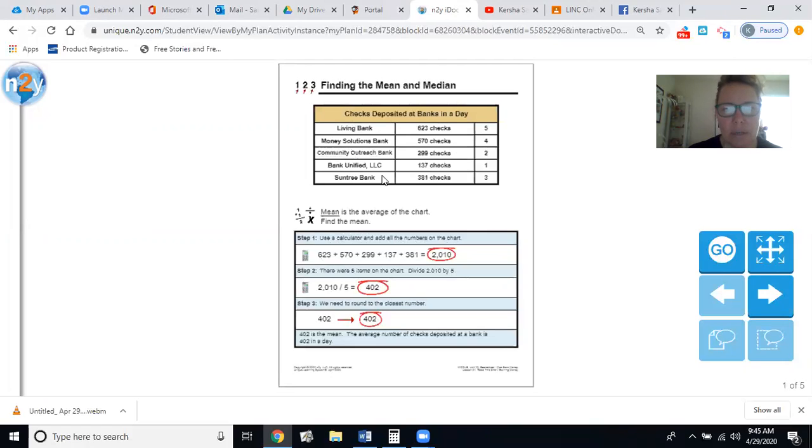So they've added 623 plus 570 plus 299 plus 137 plus 381 equals 2010 checks. Okay, so there were 5 items on the chart. Let's check. 1, 2, 3, 4, 5. So we're going to divide 2010 by 5.